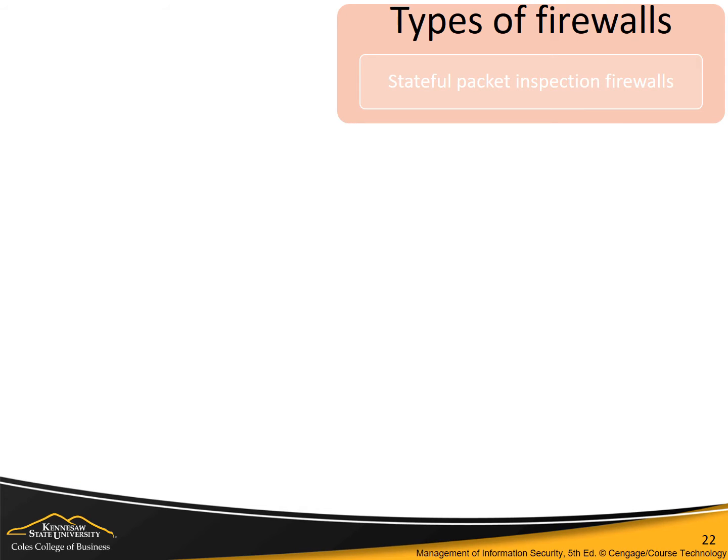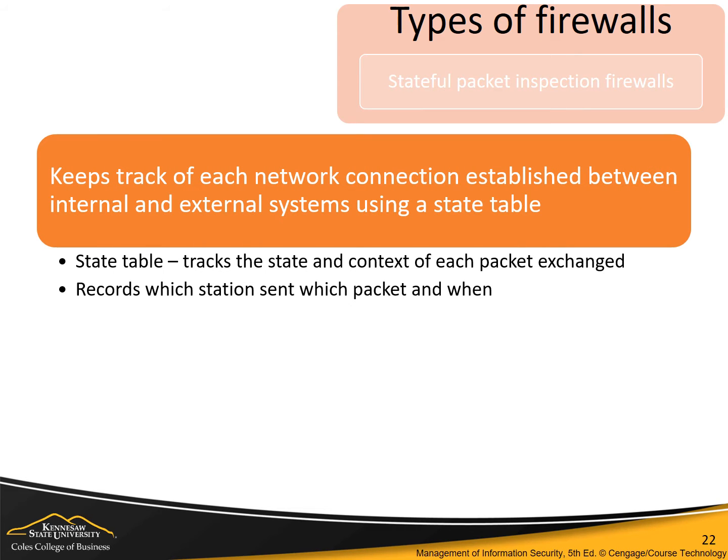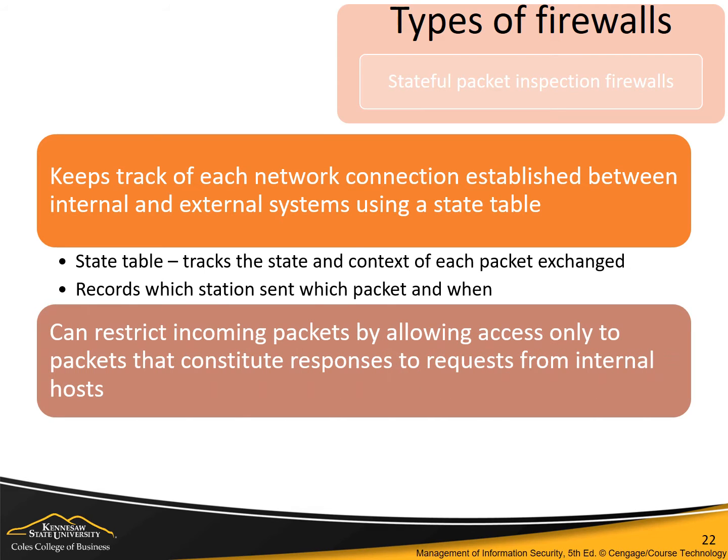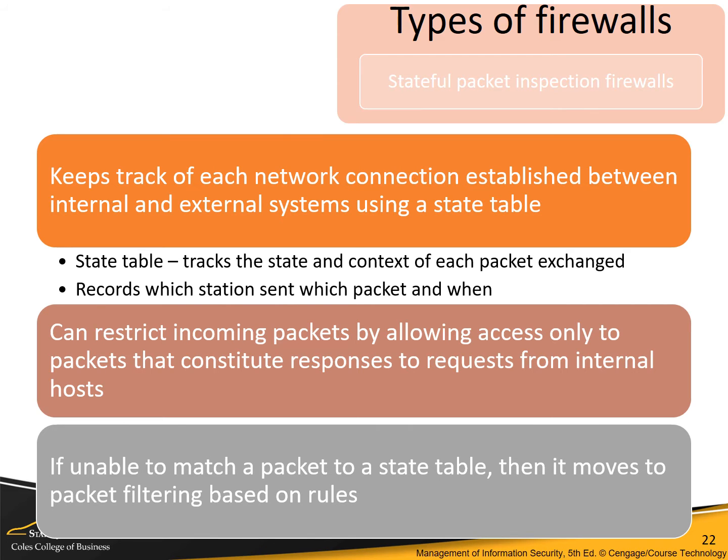Stateful Packet Inspection, or SPI, firewalls keep track of each network connection established between internal and external systems using a state table. State tables track the state and context of each packet exchanged by recording which station sent what packet and when. An SPI firewall can restrict incoming packets by allowing access only to packets that constitute responses to requests from internal hosts. If the SPI firewall receives an incoming packet that it cannot match in its state table, then it defaults to performing traditional packet filtering against its rule base, and if the packet is allowed and becomes a conversation, the SPI firewall updates its state table with the information.